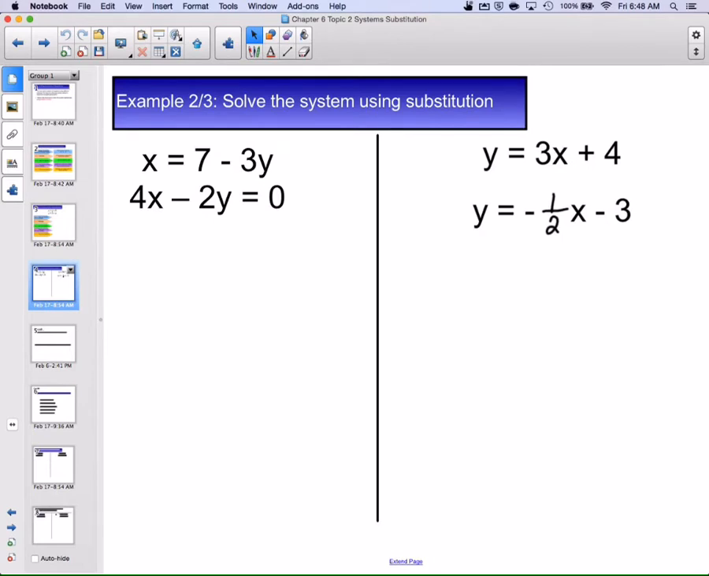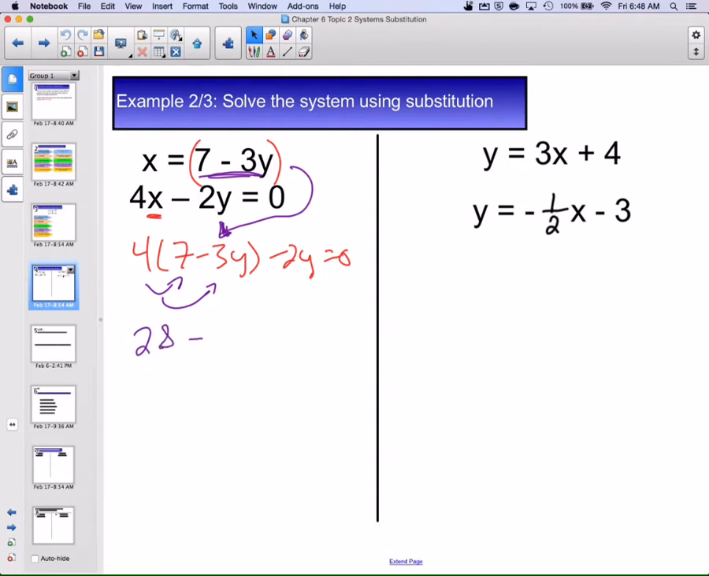Okay, so now here's a couple more examples. We're just going to continue on with this process. Solve the system using substitution. Okay, so let's see. x equals 7 minus 3y. So this one's done, isolated, ready to go. I'm going to replace that whole thing in for x right here. We just have to be careful how this looks. It's 4 times 7 minus 3y, minus 2y equals 0. Notice I'm literally taking this whole thing and replacing it here for x. Now I'm going to have to distribute. So that's 28 minus 12y minus 2y equals 0.